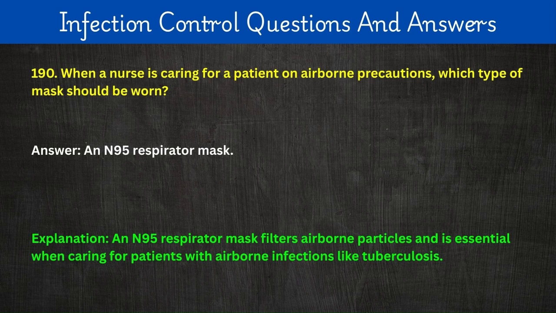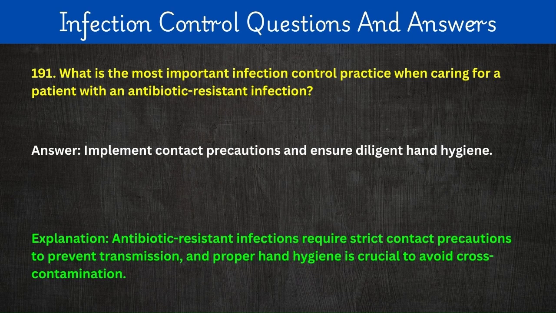Answer: an N95 respirator mask. Explanation: an N95 respirator mask filters airborne particles and is essential when caring for patients with airborne infections like tuberculosis. 191. What is the most important infection control practice when caring for a patient with an antibiotic-resistant infection?